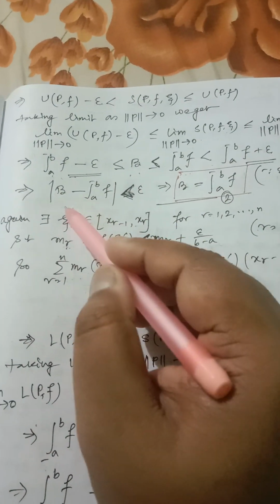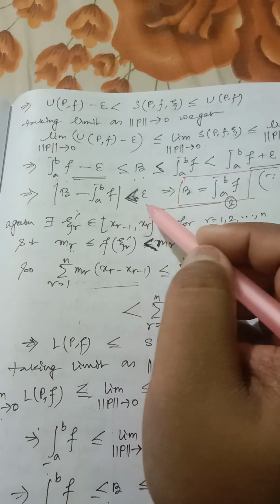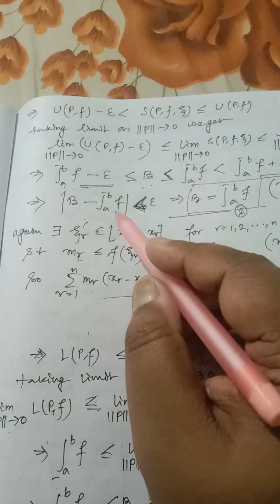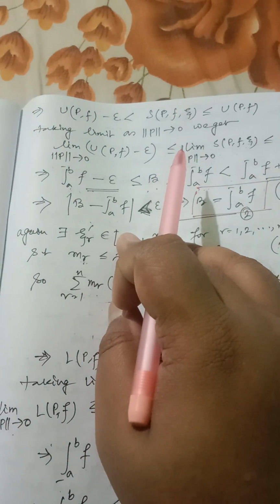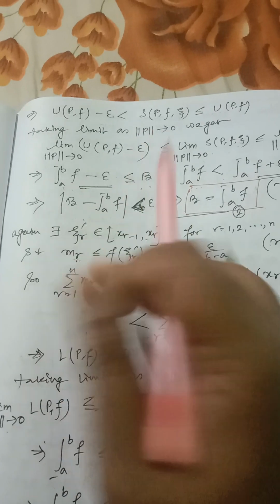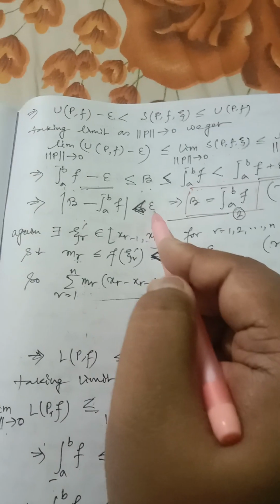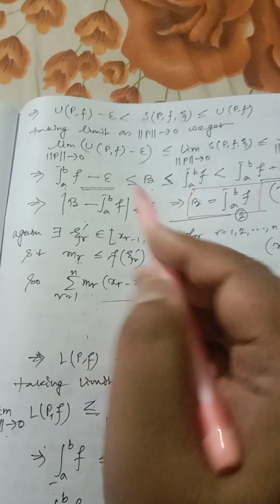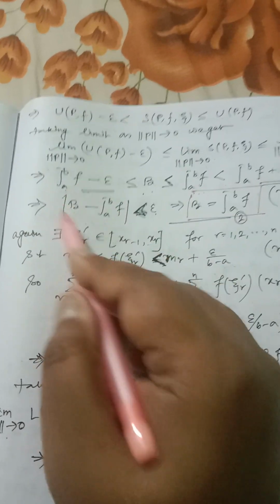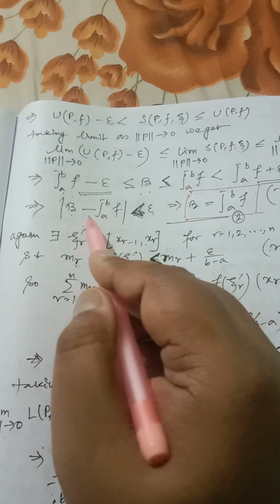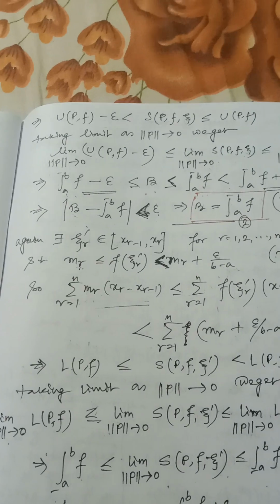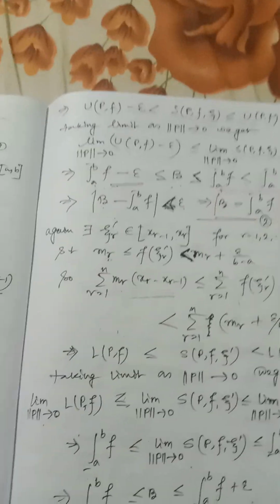So forget about this quantity, this is less than or equal to b, less than this portion. Ultimately you can say b minus the integral from a to b of upper bar f must be less than epsilon. But because epsilon is very small, epsilon tending towards 0, you can say b must be identical to the integral from a to b of upper bar f. This is equation 2.